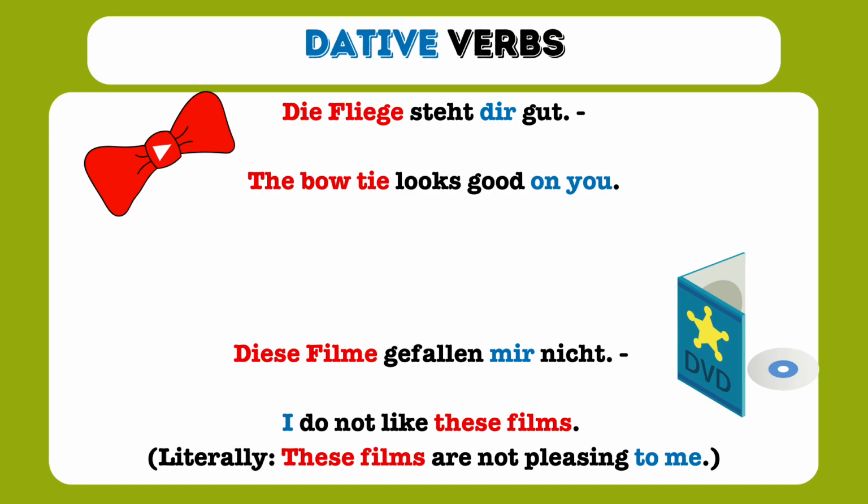Here are some more examples. Die Fliege steht dir gut. The bow tie looks good on you. You in this sentence is the dative thing. Diese Filme gefallen mir nicht. I do not like these films. This sentence literally says, these films are not pleasing to me. This is because the verb gefallen kind of functions backwards from what it is in the English language.